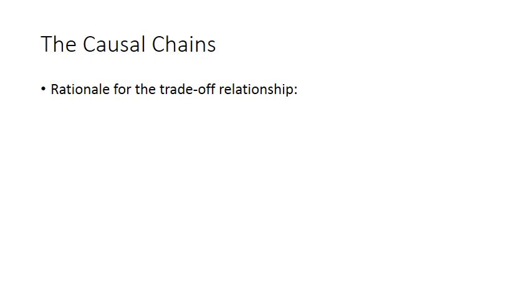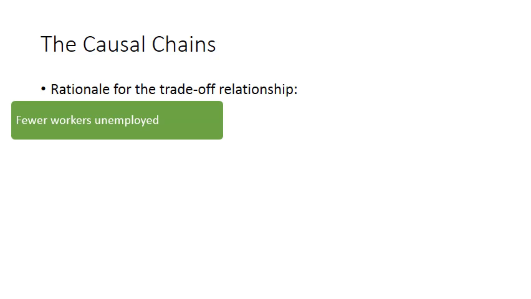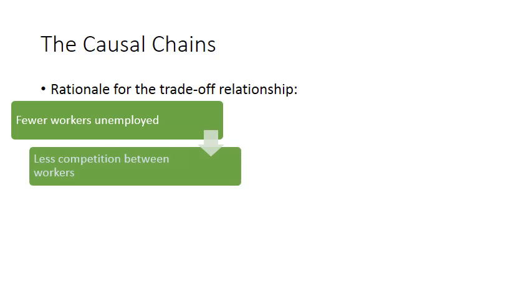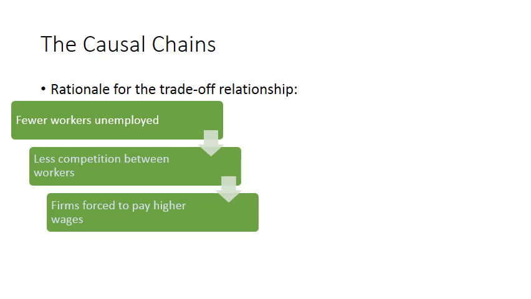Well, the causal chains that lie behind this relationship work both from thinking about low unemployment and from high unemployment. Starting off, if we have very low unemployment, we have fewer workers unemployed, so less competition between workers for the available jobs. You can think of workers being quite confident. There's a low rate of unemployment, so they feel quite confident about going to their firms and demanding higher wages. And for each available job, there are fewer unemployed people for the firm to pick from. All this results in the firms having to pay high wages to their workers.